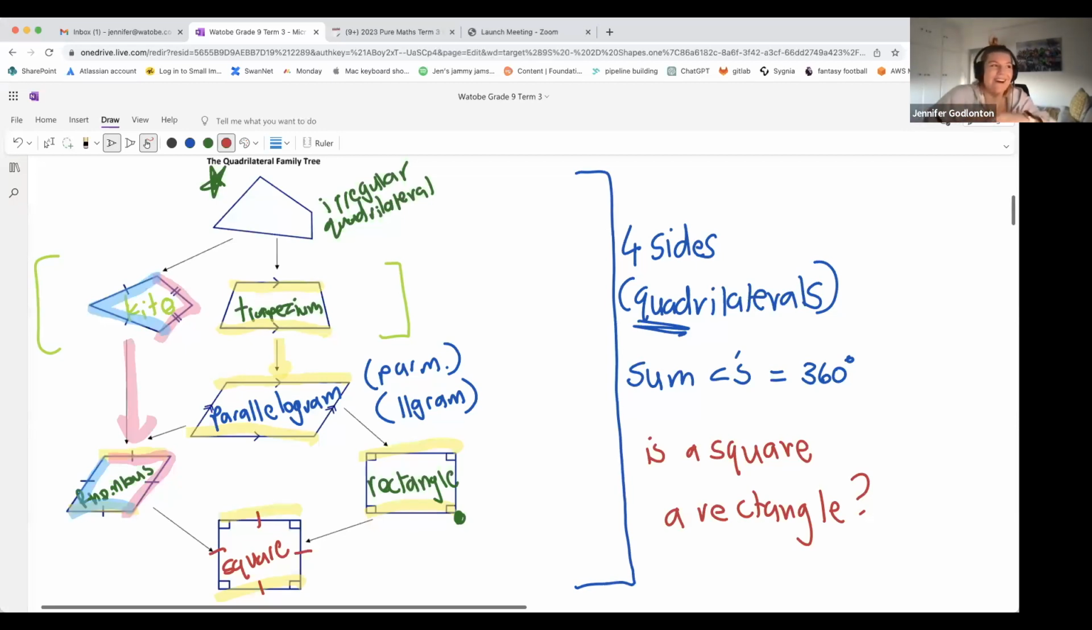Okay. All right. Let's just talk about these quickly. So your rhombus and your square, they also share a lot of things that are the same. The only difference between a rhombus and a square is that a square has got 90 degrees and a rhombus does not have 90 degrees.